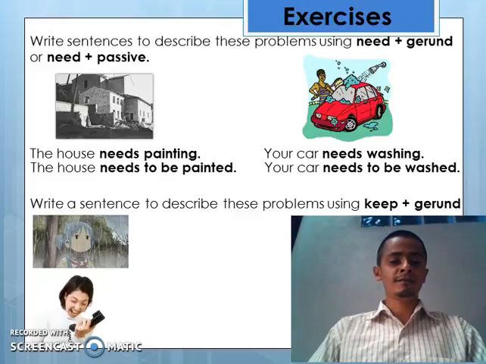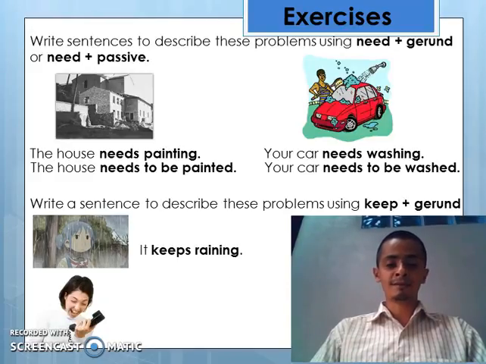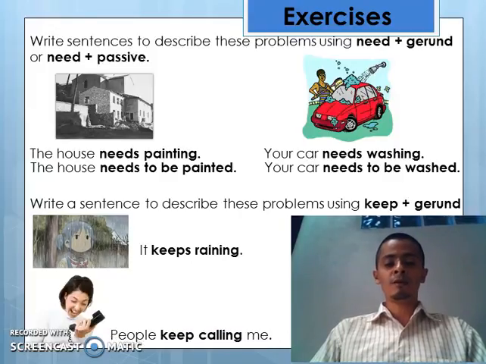And the second exercise, we can say in the first picture, it keeps raining. And the second picture, we'll see that there is a woman that is upset with the phone. So we can say, people keep calling me.